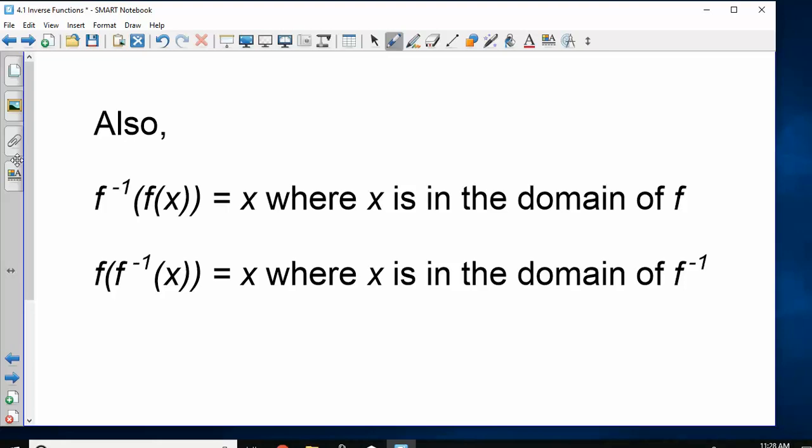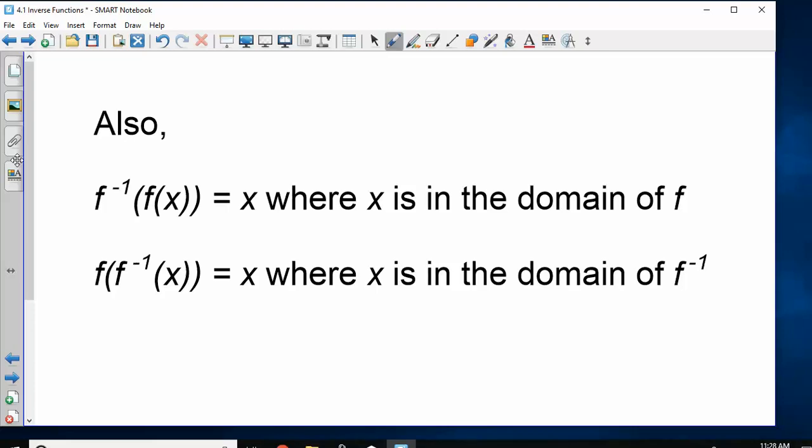So this next slide, we'll go ahead and talk about it. The inverse of a function is like the opposite of it. So if I said my operation is x plus 7, what would the inverse be?